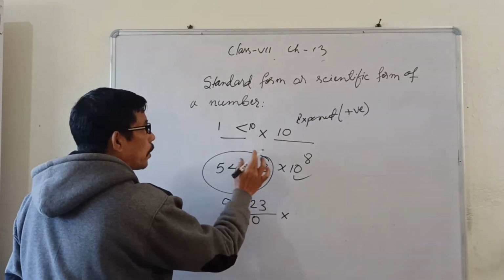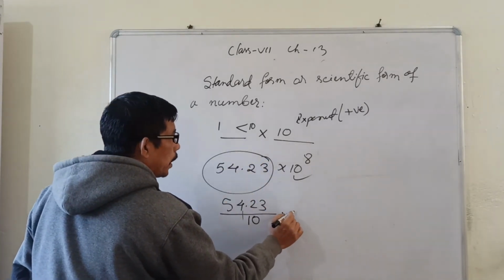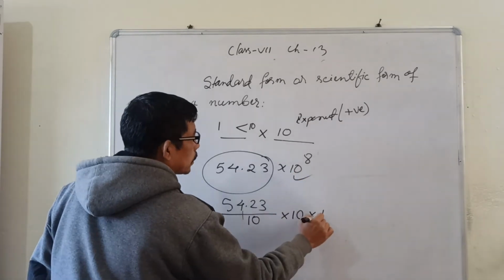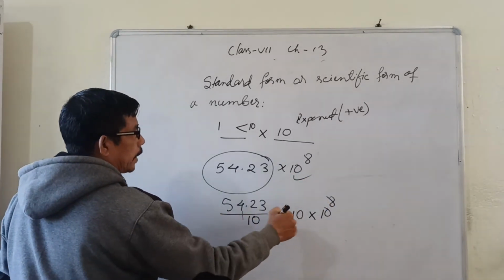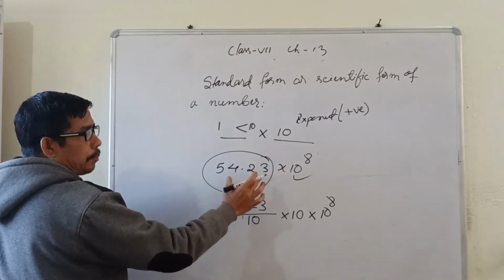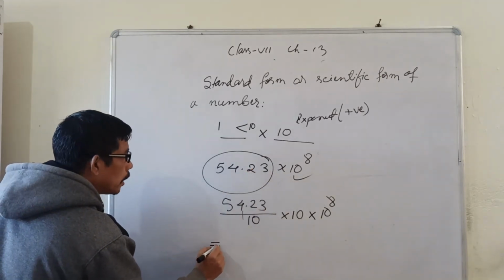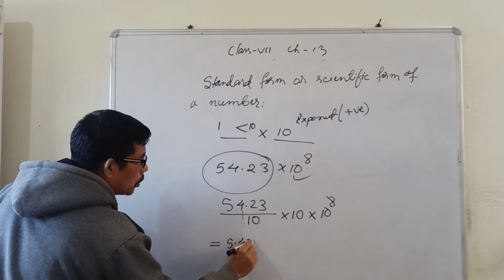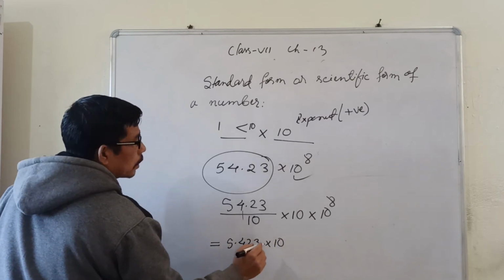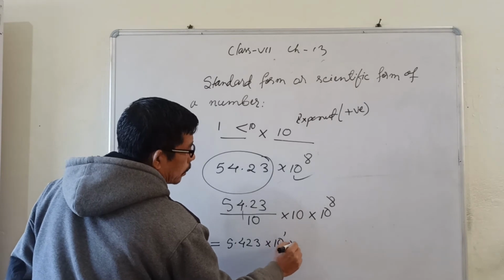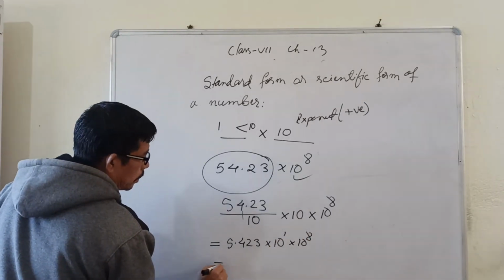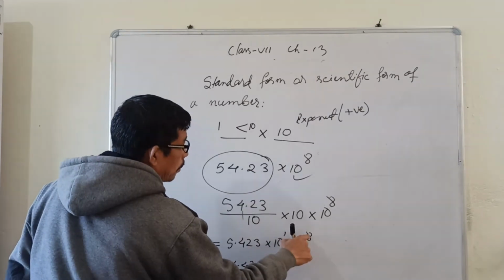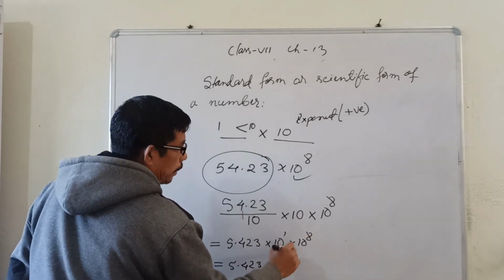And 10 was not here. So to cancel with 10, we have to multiply here by 1 more extra 10, and then 10 raised 8. See, after cancelling 10, 10, you are getting the original number. So the original number can be modified like this. Then this number divided by this will give 5.423 into 10 raised, here nothing is 1, 10 raised 8. 1 plus 8, by the first law of exponents, is 9.